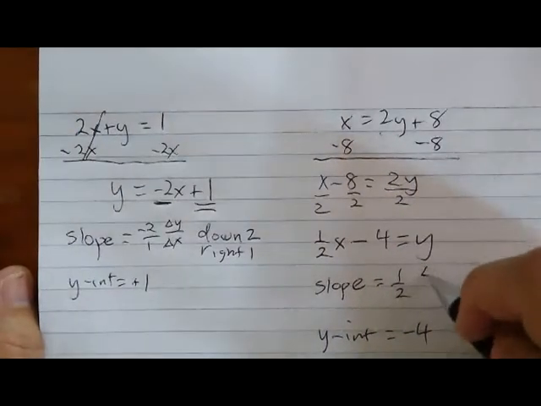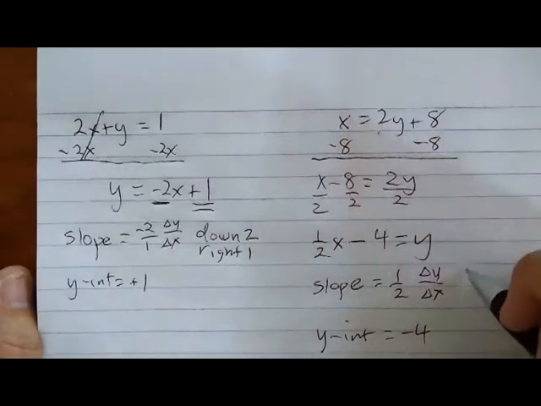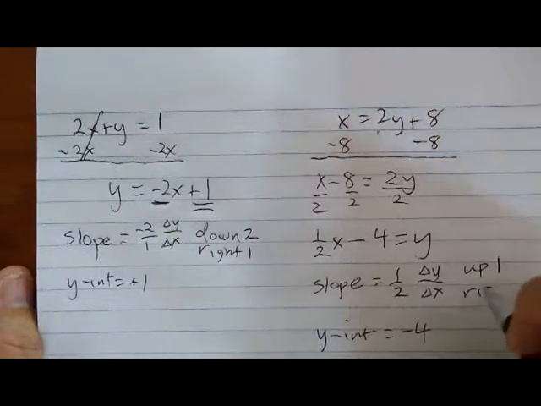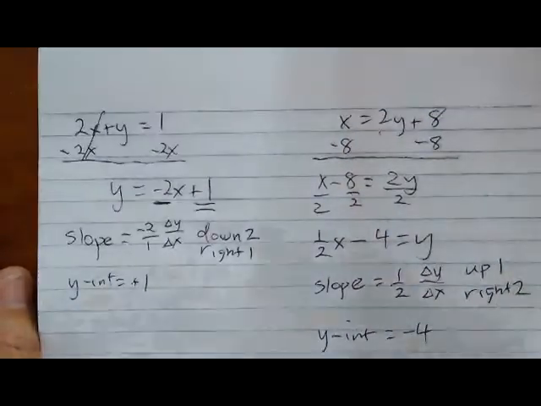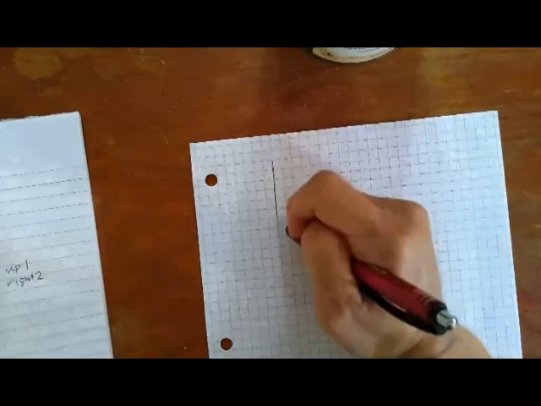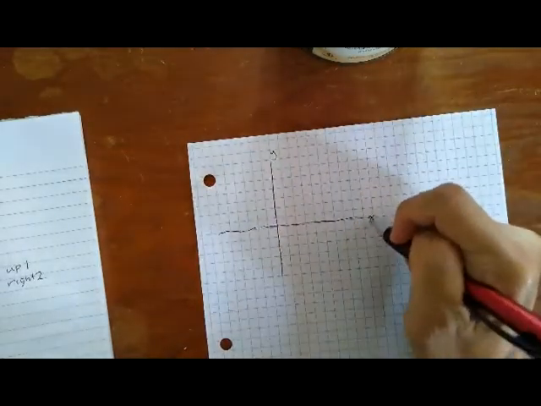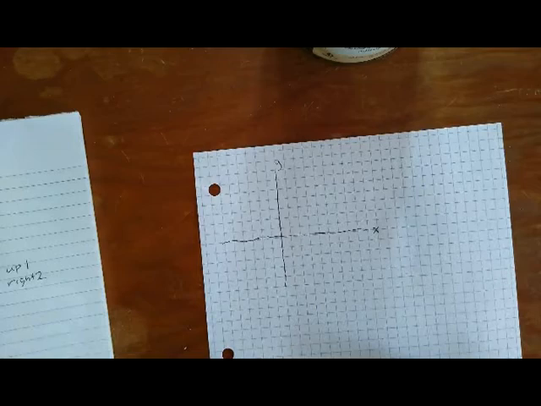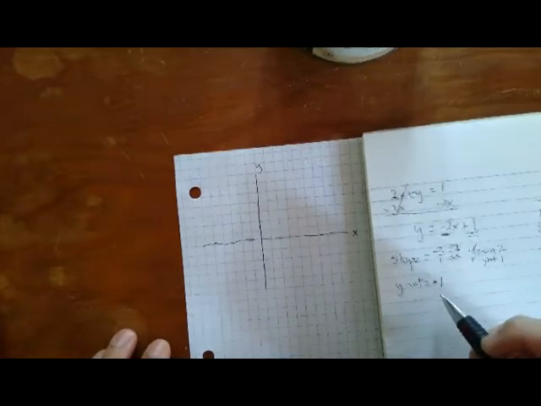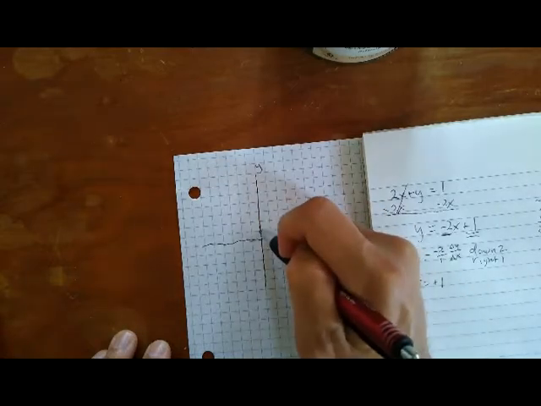Okay, since this is change in y over change in x, it tells us the directions we need to move. We are going to go up 1, right 2. Okay, now we got a graph. Draw your x and your y axis. Now we're going to put a dot at the y-intercept. So on the y-axis, you're going to place a dot at positive 1, right here.